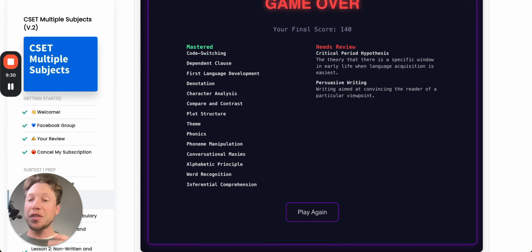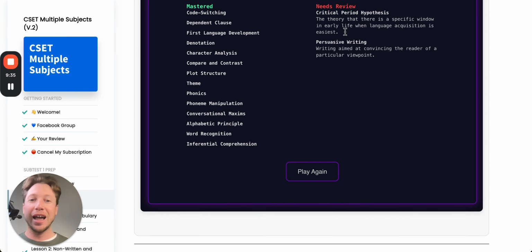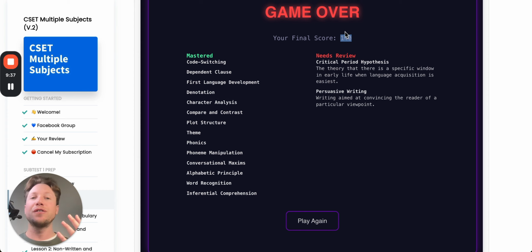All right, game over. But the thing is, okay, score 140, not bad, I must say. Clearly, though, it's a fun way to learn. I think it's the only game ever made for CSET, multiple subject, subtest 1 in particular.